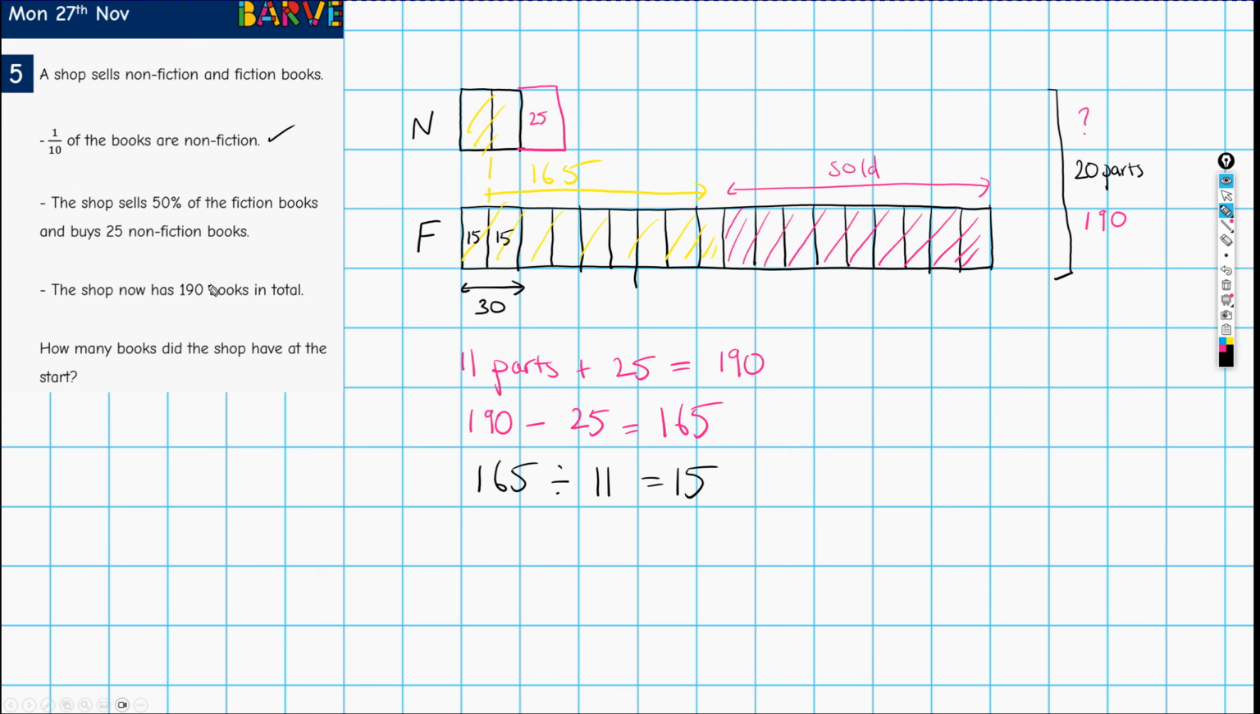Okay. And what are we asked is how many books did the shop have at the start? Well, we know that at the start we had 10 of these original parts. So it's simply 30 times 10, which gives us 300 books. Okay. Nice and easy.